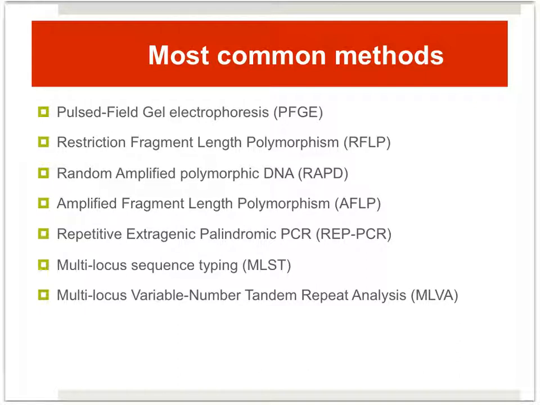Pulsed field gel electrophoresis is very commonly done for foodborne pathogen genotyping particularly, but it can be used for various organisms. Mainly not as small as viruses, but larger ones: bacteria, fungus, and so on. We'll look at more details. Restriction fragment length polymorphism is another one, then RAPD, AFLP, REP-PCR, MLST, MLVA, etc. We'll see all these and others today, and we'll continue on Monday.